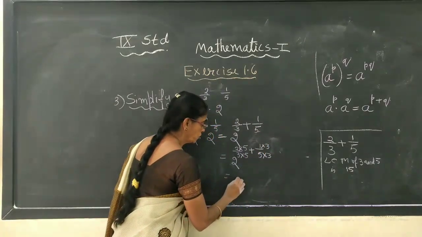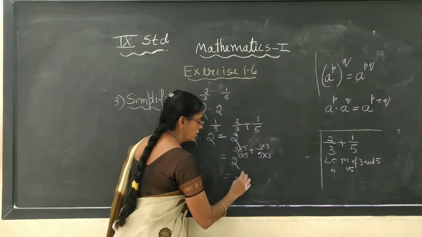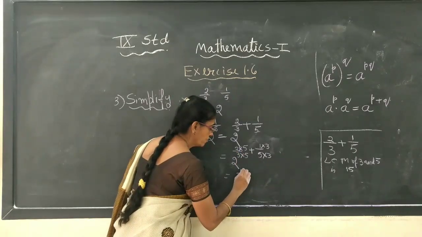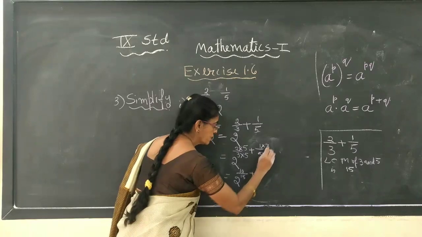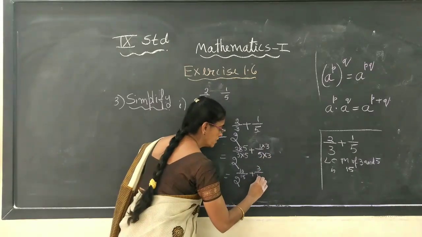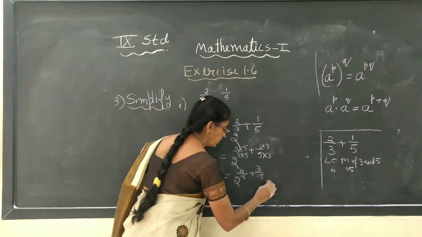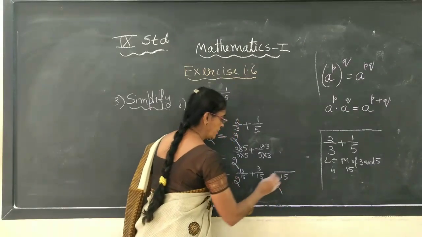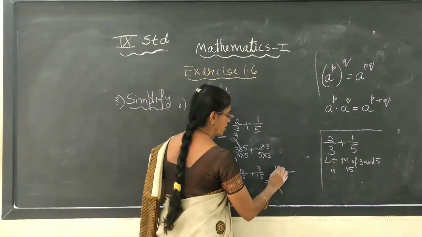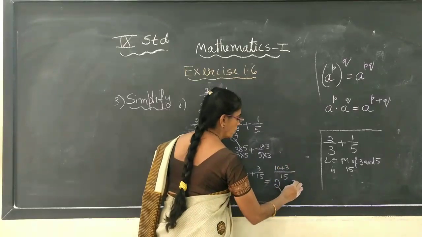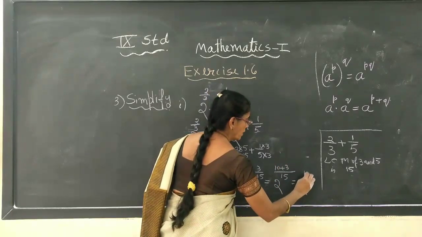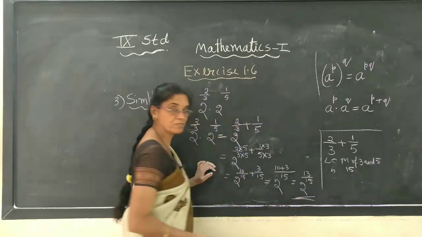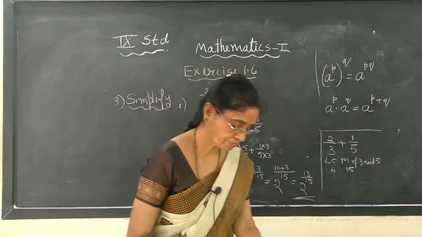So it is equal to 2 to the power of 2 5s are 10 and here 15, plus 3 1s are 3, then it is 15. So it is equal to 2 to the power of, common denominator is 15, add the numerator 10 plus 3. So it is equal to 2 to the power of 10 plus 3 is 13, denominator 15. This is the last answer. Okay.